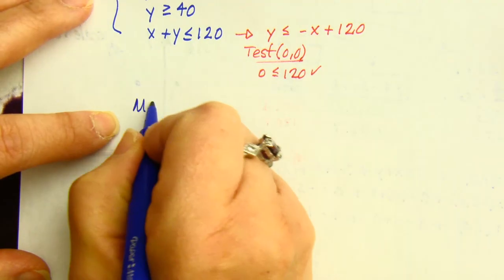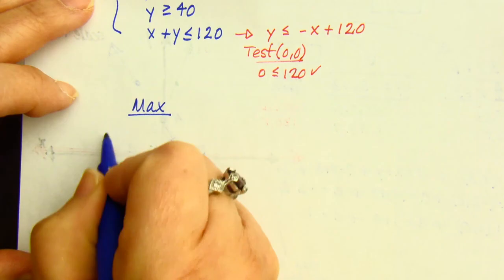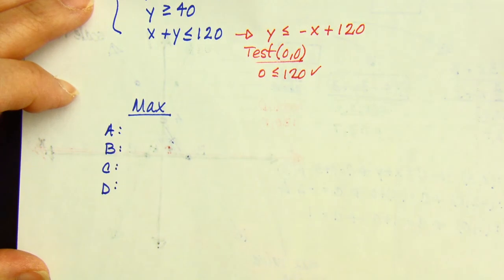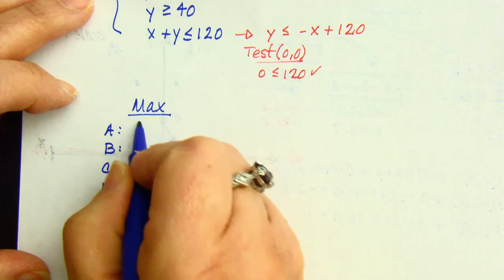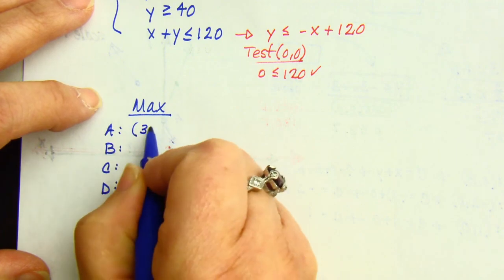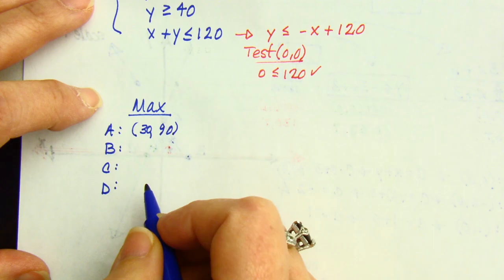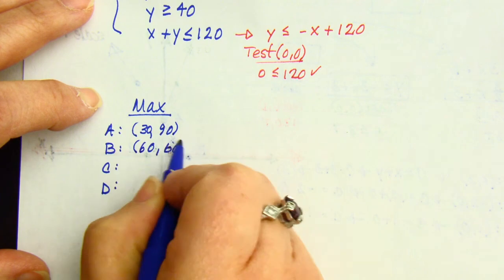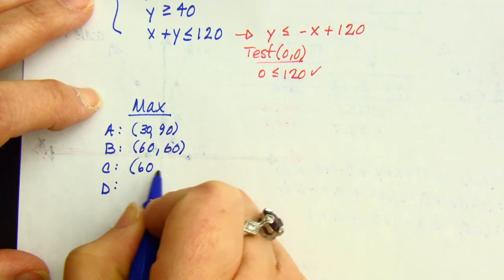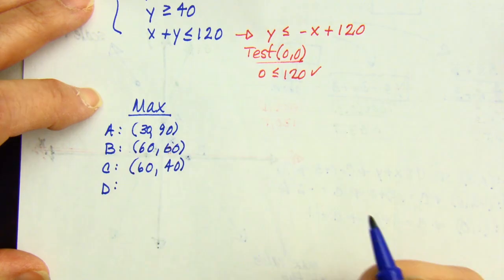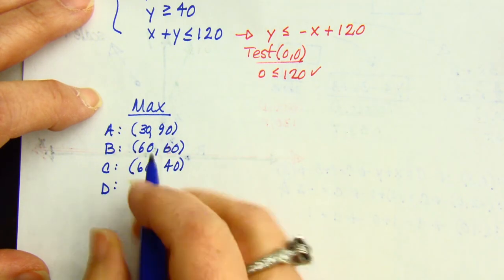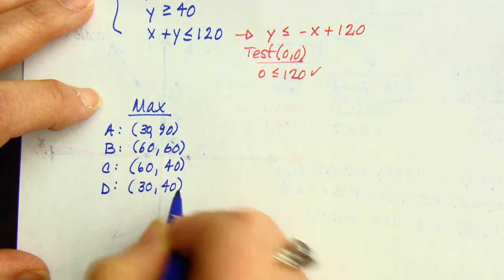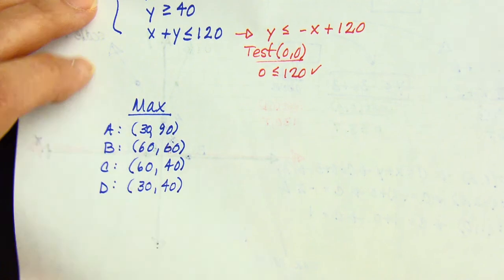So I'm trying to find the max. All right, I've got 4 points, A, B, C, and D. I'm going to identify the coordinates of point A. Well, point A has coordinates 30, 90. Point B has coordinates 60, 60. Point C has coordinates 60, 40. And point D has coordinates 30, 40. Now it's going to be important that you know which ones are the X's and which ones are the Y's. You know, double check them up here.